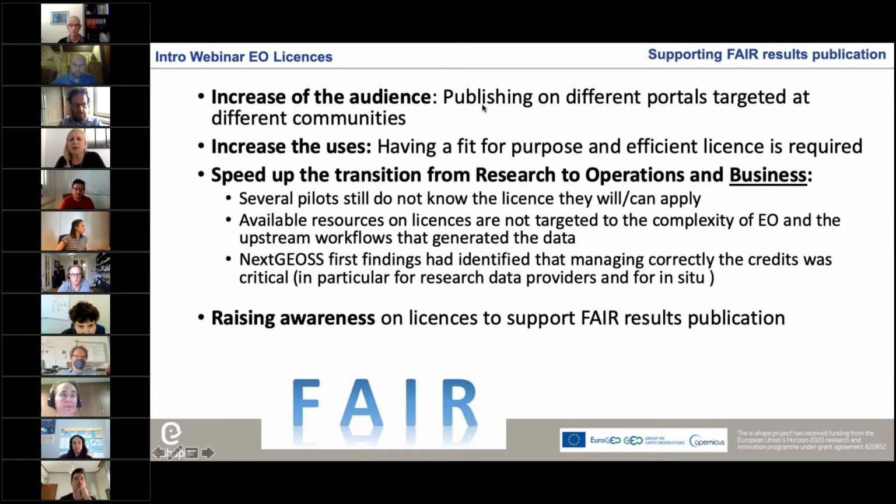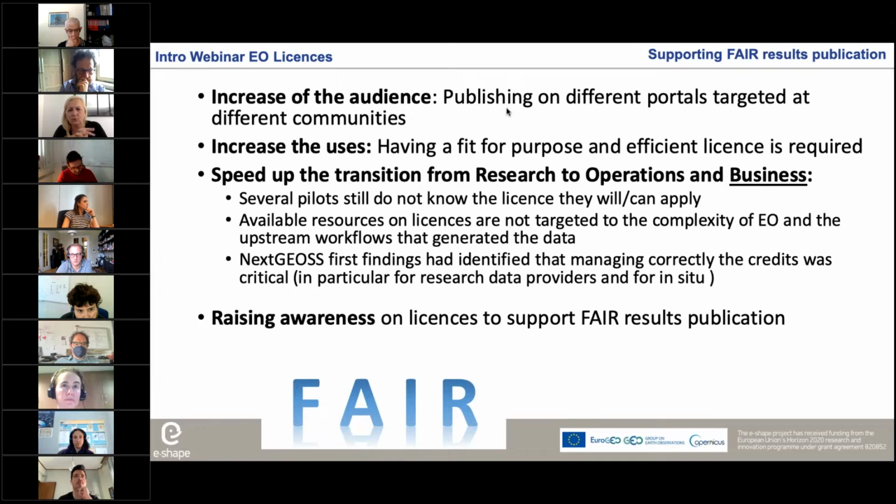So if we want to increase the audience of the results and the outcomes of eShape, we need to publish on different portals, because each portal targets a different community. You have GEOSS, which is one portal, but you can have a portal for agriculture, you can have a portal for GEO BON, for biodiversity, and so on. And so targeting several portals using standards can help increase the audience.